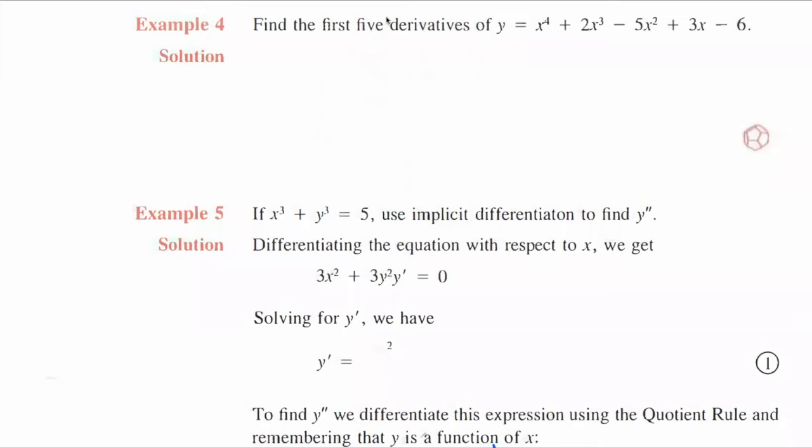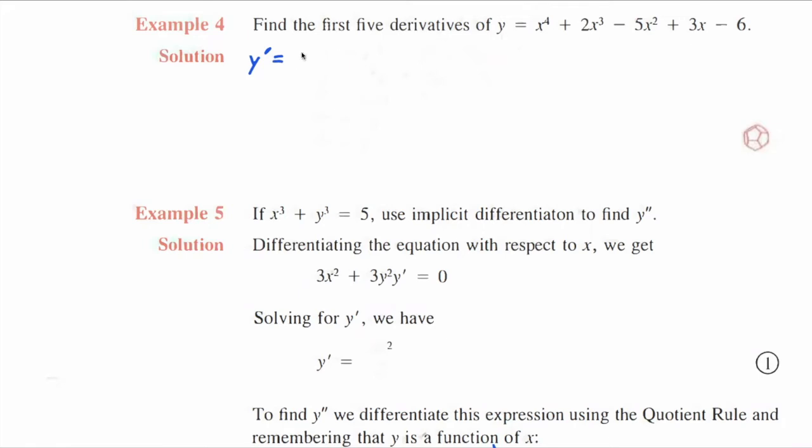Let's look at example 4. It's saying find the first 5 derivatives of y equals x to the 4 plus 2x cubed minus 5x squared plus 3x minus 6. All right, we have a nice polynomial here. It's continuous and differentiable everywhere. So let's take the first derivative. We'll denote it in Lagrange's notation here. So y prime is equal to, we know we can take the derivative of this polynomial term by term and use the power rule in each case.